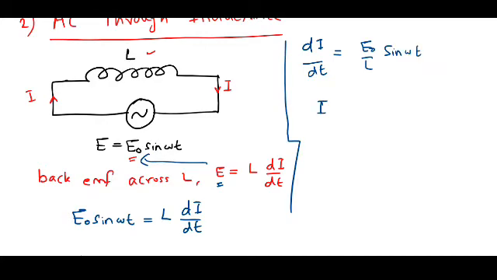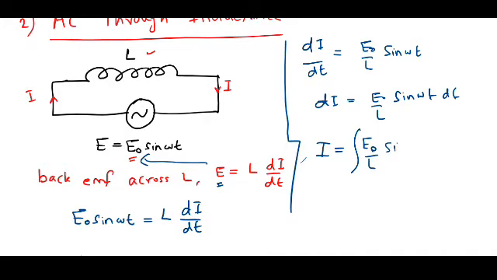If I do the integration, I can take this dt to the right side, then do the integration. That is, I can be written as the integral of E0 by L sine omega t dt.